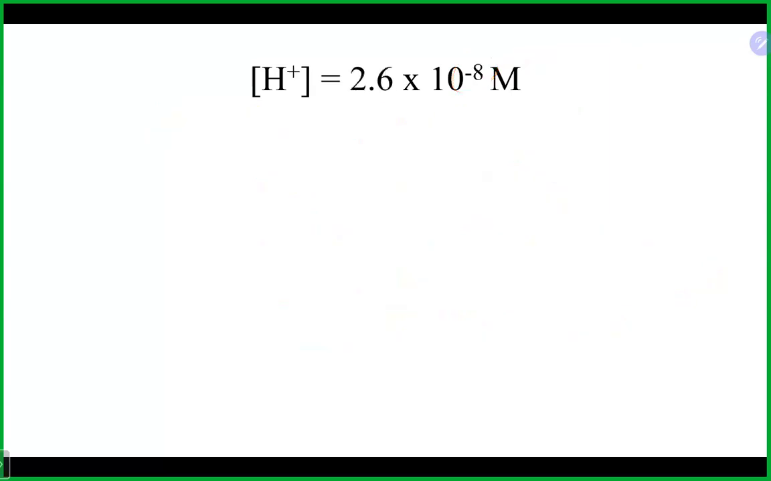All right, look at the next one. Pretty much the same calculation here. We're using our Kw, our OH minus is going to equal our 1 times 10 to the minus 14, in this case divided by our H plus concentration, 2.6 times 10 to the minus 8.